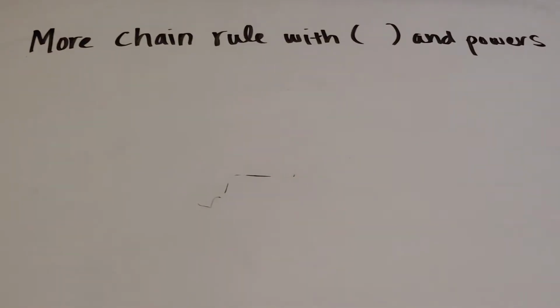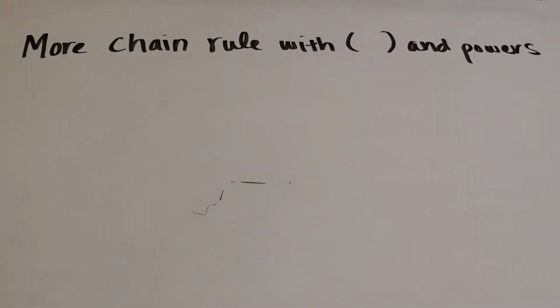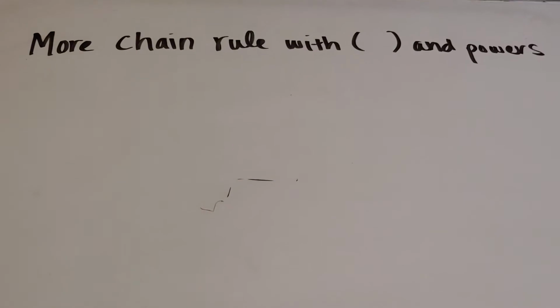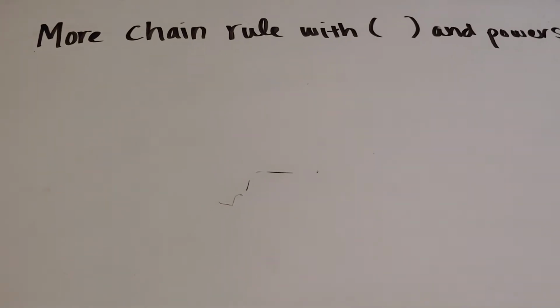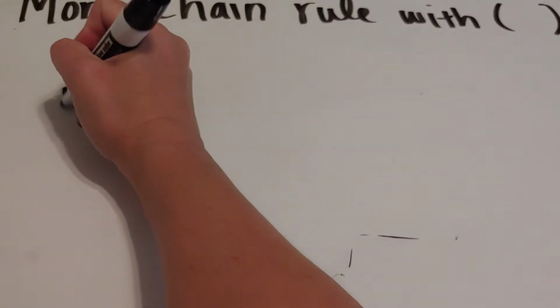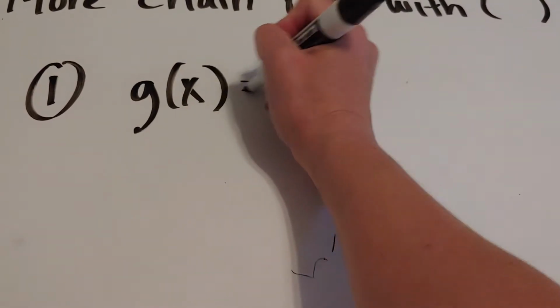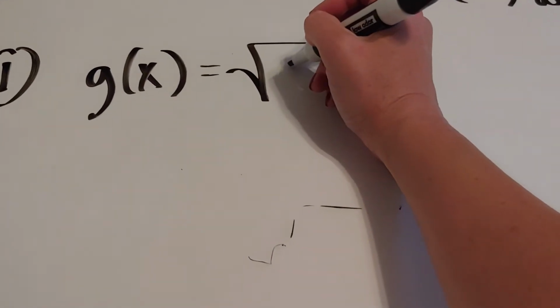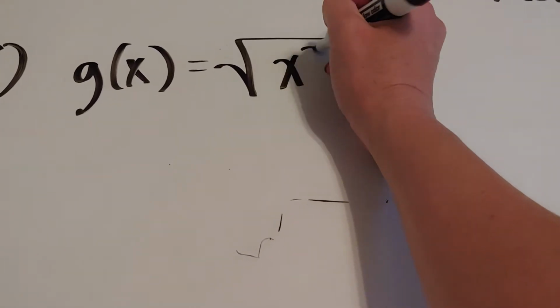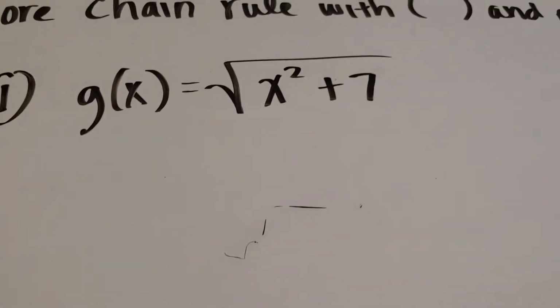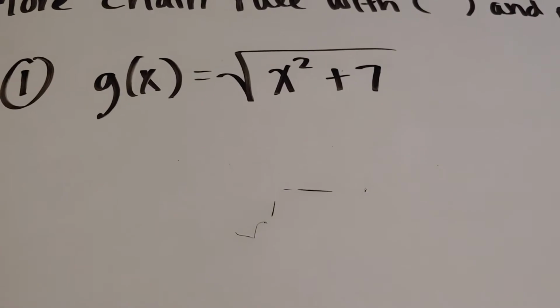In this video, we're going to do some more examples, this time with some more chain rule with powers and parentheses. So I'm just going to make up a whole bunch of problems and we're going to try them. So for my first one, I have g of x equals the square root of, how about x squared plus 7? That looks like a nice one.